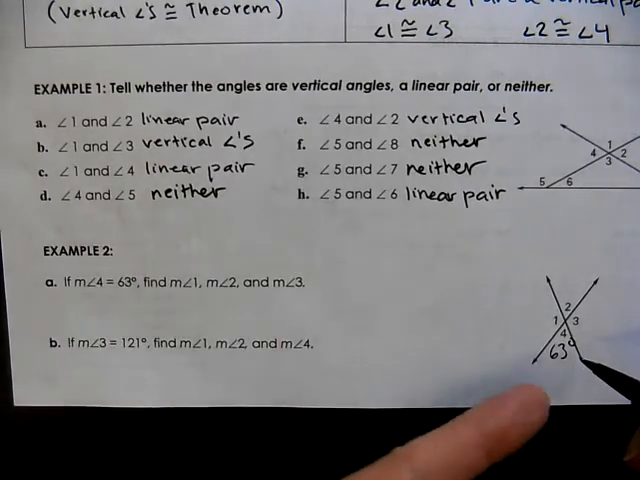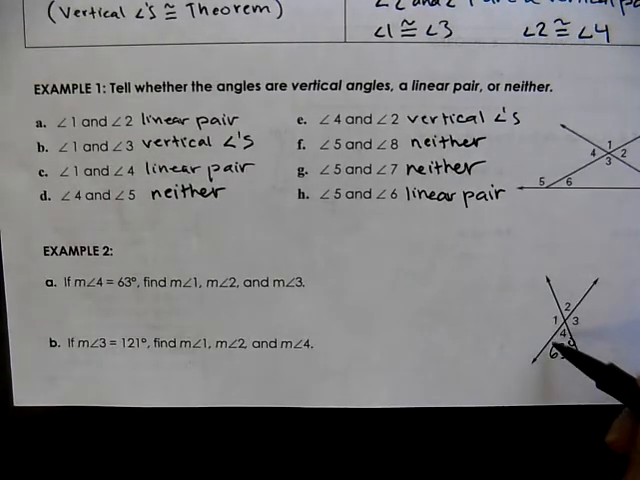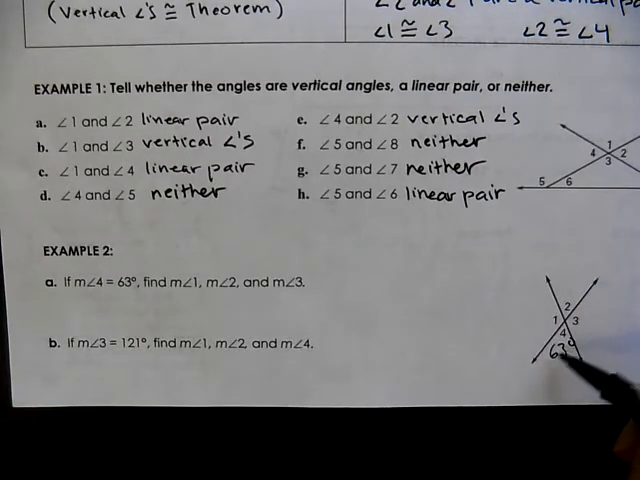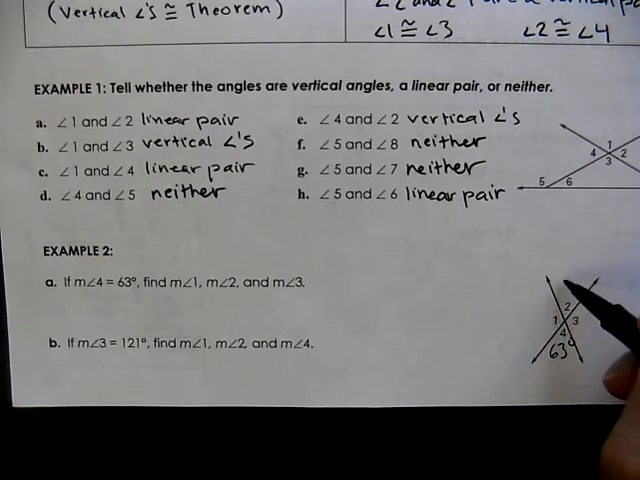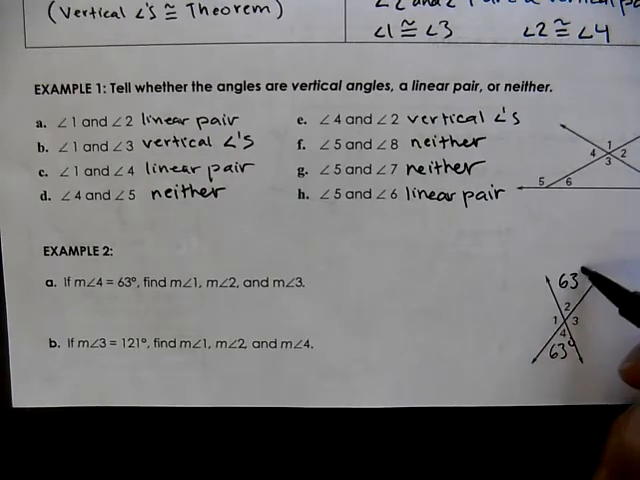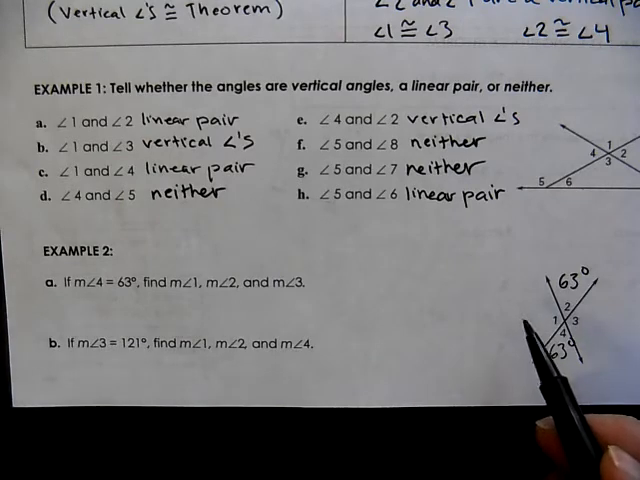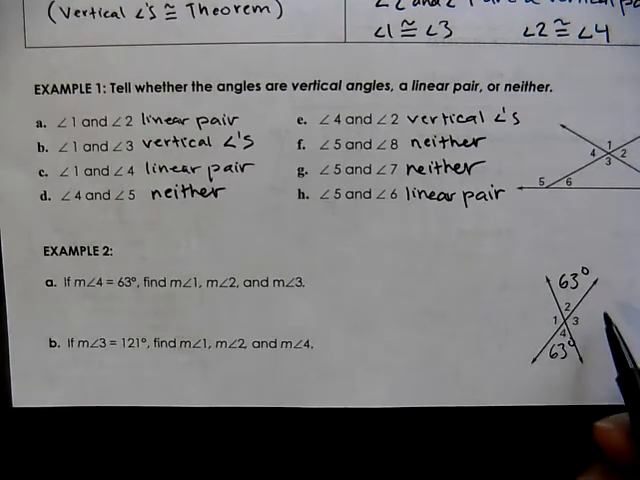Now, if you just jump to the diagram and take a look at angle 4, you can see it is opposite angle 2. We learned that vertical angles are congruent. So if angle 4 is 63 degrees, then angle 2 is also 63 degrees. We know that already. Now when we're taking a look at angles 1 and 3, those are vertical angles, and they will be congruent to each other as well. So we need to calculate those.